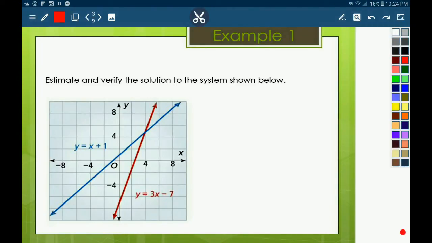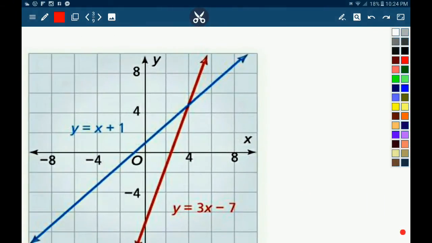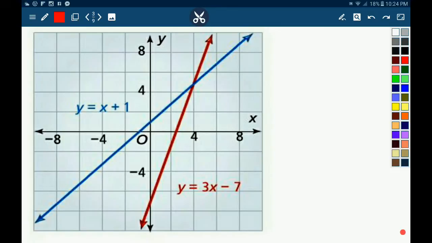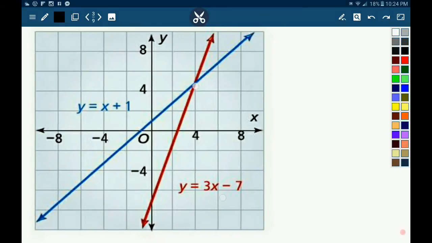It says estimate and verify the solution to the system shown below. So first off, we need to remember that a solution to a system is where the two lines intersect. So I'm going to highlight the point where the red line is crossing over the blue line, and I'm going to estimate where that point is lying. Now, in order to estimate this one, I have to look at the scale of the graph. They don't label all of the grid lines either.